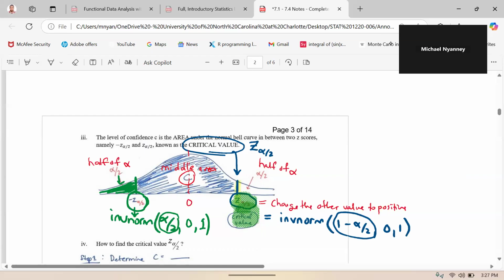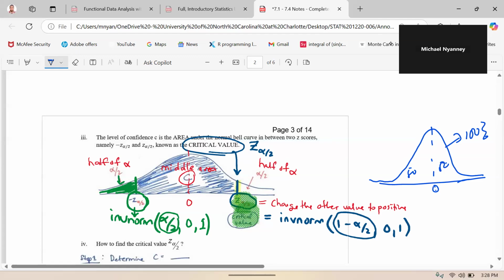Why is it alpha over 2? The area under the curve is 100%. And we know that alpha and C should add up to 100%. But by symmetry, if I divide the center into 2, let me show some example here. So let's say this is my normal. We are saying that everything here is 100%. The area here is 100%. Okay. But if I divide this into 2, this is my center. Then I have 50% here. I have 50 here. Are we okay? Because of symmetry by the normal distribution curve.